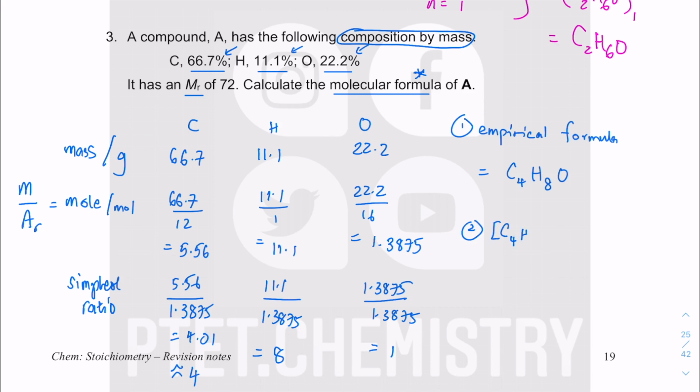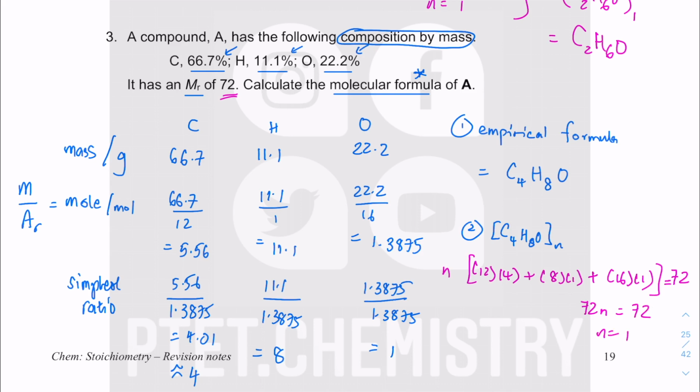So out of all of these, that means 12 times 4, okay? If I choose a different color ink, that is obvious. So 12 times 4 for the 4 carbon, 1 times 8 for the 8 hydrogen, 16 times 1 for the 1 oxygen, and then that whole thing multiplied by n is going to be equal to the molecular mass, which is 72. So calculate whatever is in the bracket, 12 times 4 plus 8 times 1 plus 16. I get 72n equals 72, so n is equal to 1.